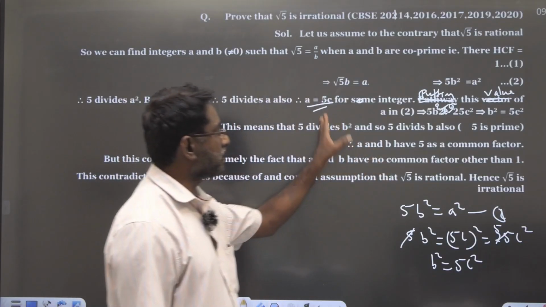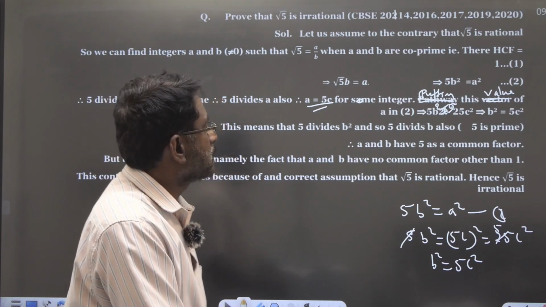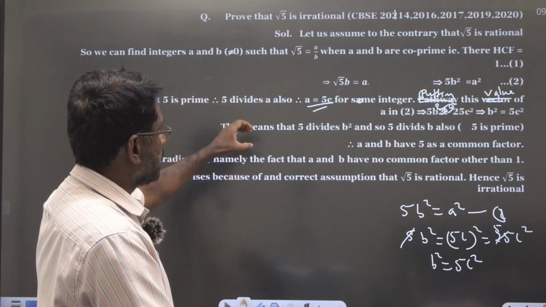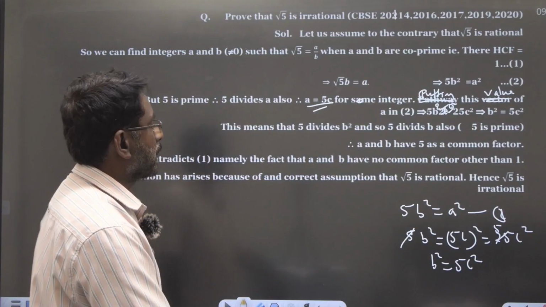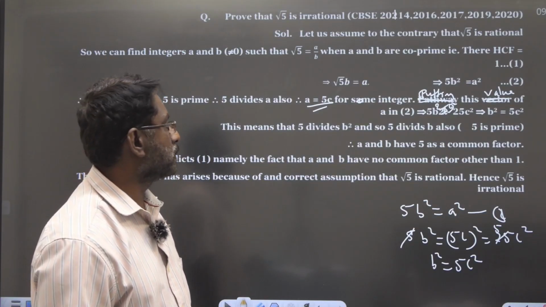Okay, it's a very good question. You can expect this as a type question. You have to write these arguments with the same method. You can expect this question in your board exams. Very, very important question.